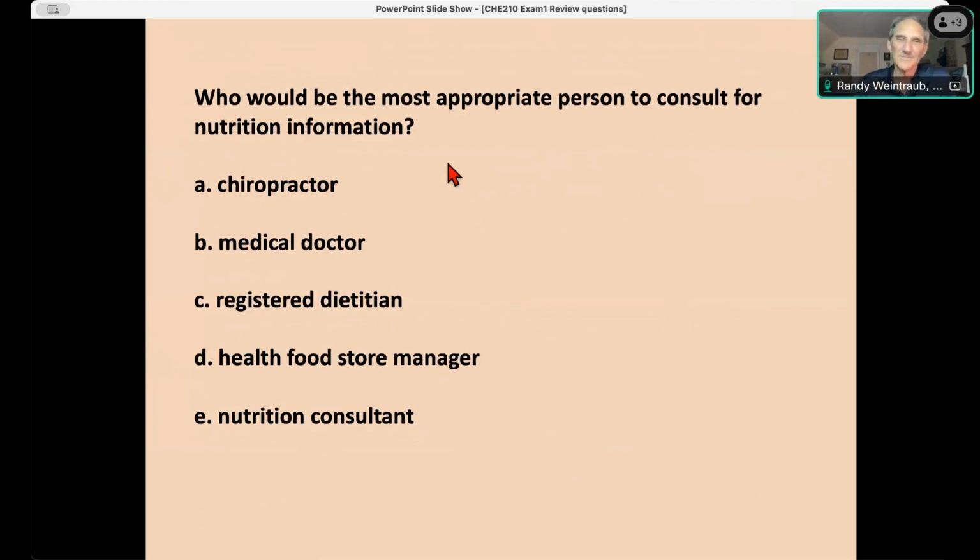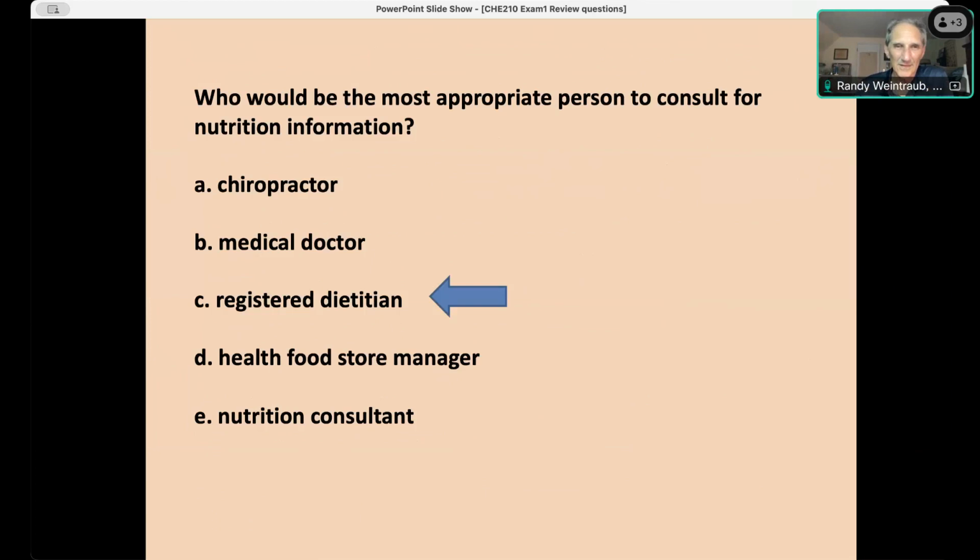Most appropriate person to consult for nutrition information. If you have a good MD, then they may be a good person to talk about nutrition. But the AMA even admits they really haven't trained doctors enough in nutrition for a long time. It's only more recently that medical schools do have more training. And so it's actually the registered dietitian. They have to keep up their license with newest findings and newest clinical practices.